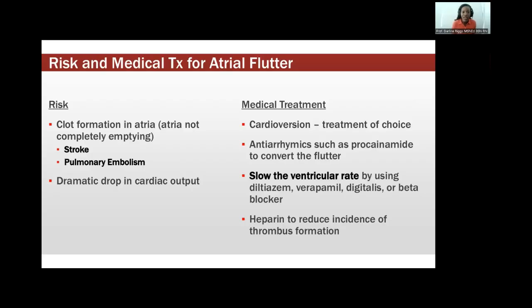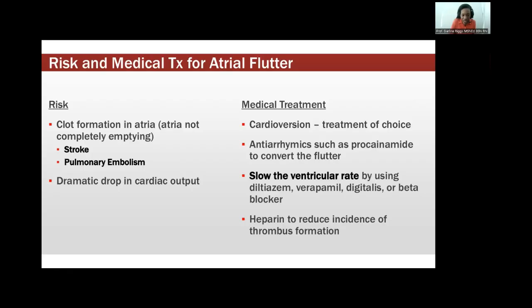So cardioversion, atrial flutter, cardioversion. We talked about that earlier. And we may need some antiarrhythmics, procainamide. So that's chemically what we want to do, procainamide. And you will see a regimen because we want to slow the ventricular rate. So diltiazem, verapamil, digitalis, beta blockers will all be part of the regimen.